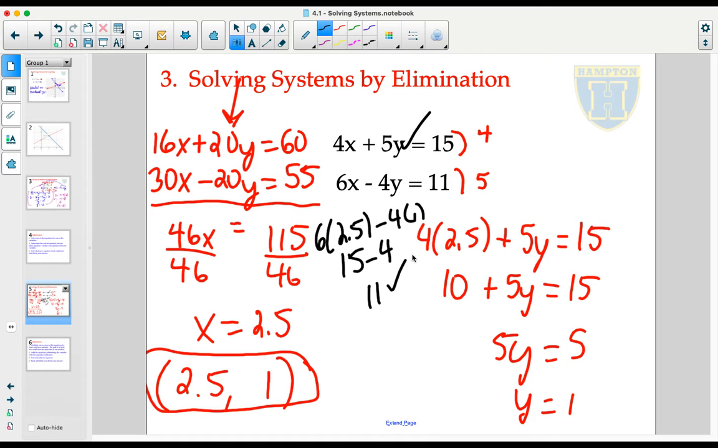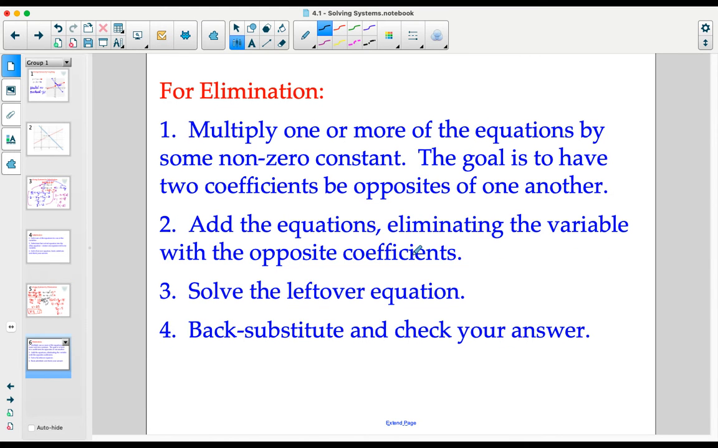So as a strategy, elimination works in a little bit more specific situations. We like it being in standard form. We're okay if we have to multiply both of the equations. We want to set it up so that we can add. For elimination, we're going to multiply one or more of the equations by some non-zero constant. We don't want to multiply by 0. That's just going to create zero equals zero, which isn't going to help me at all. The goal is to have two of the coefficients be opposites of one another. And obviously, we want that to be the same variable.